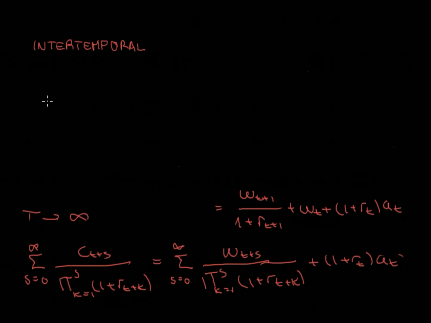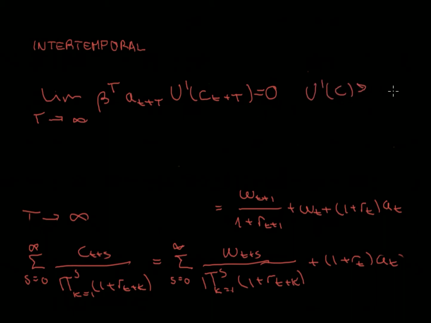We know that the limit of t going to infinity of this discount factor times a_{t+T} must go to 0. This is by assumption, because of those assumptions on the instantaneous utility function. Then we can simplify this constraint basically to this: the discount factor times a_{t+T} equals 0.